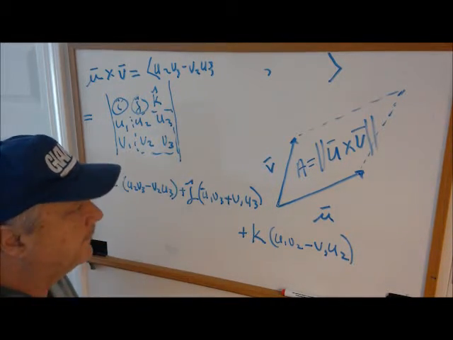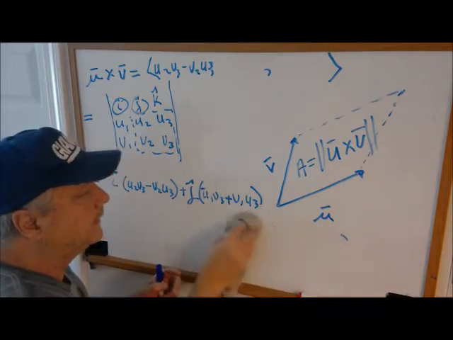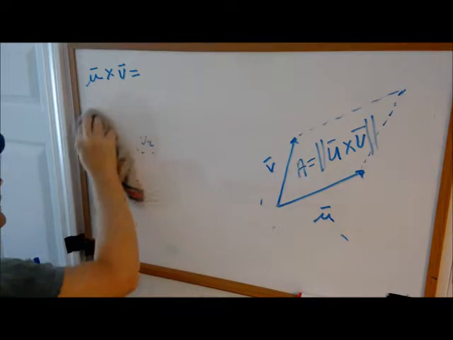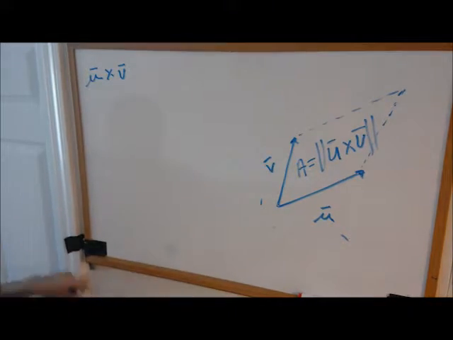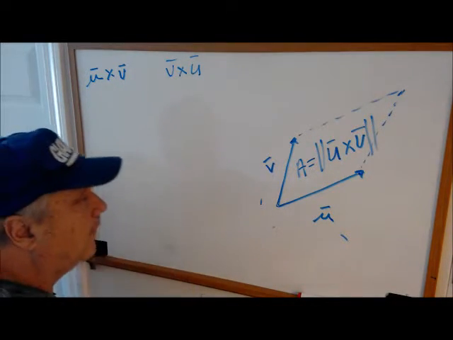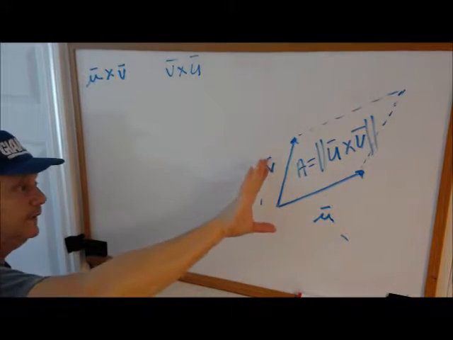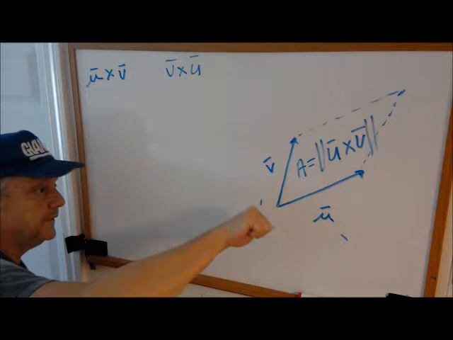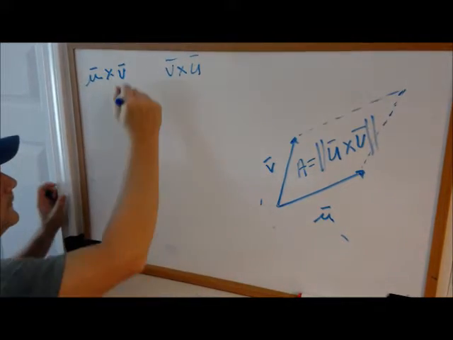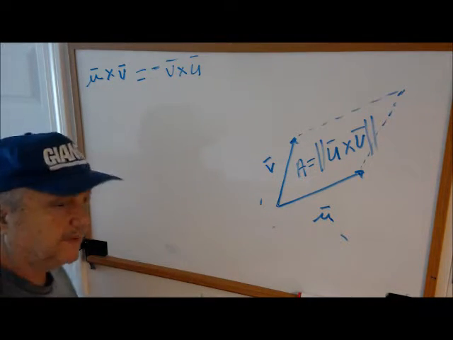Now, you should note that U cross V, let's clean up the board a little bit. If you compare U cross V and V cross U, well, they're almost the same. They're the same in magnitude. But when you do V cross U, we're going in the other direction. If this is positive, then this would be negative. So we say they're not really equal. They're equal as long as we make one of them a negative sign.